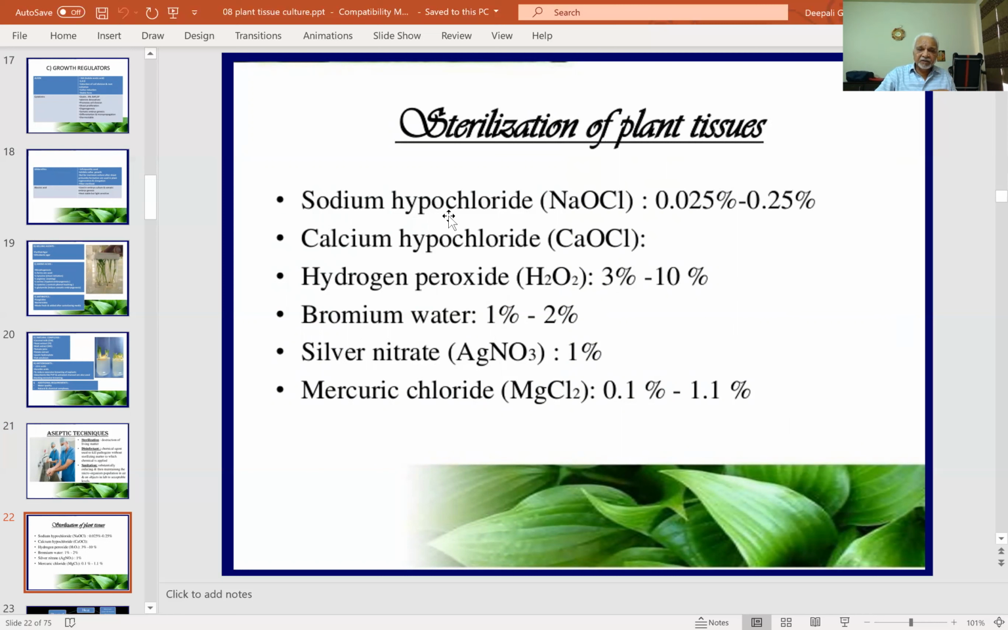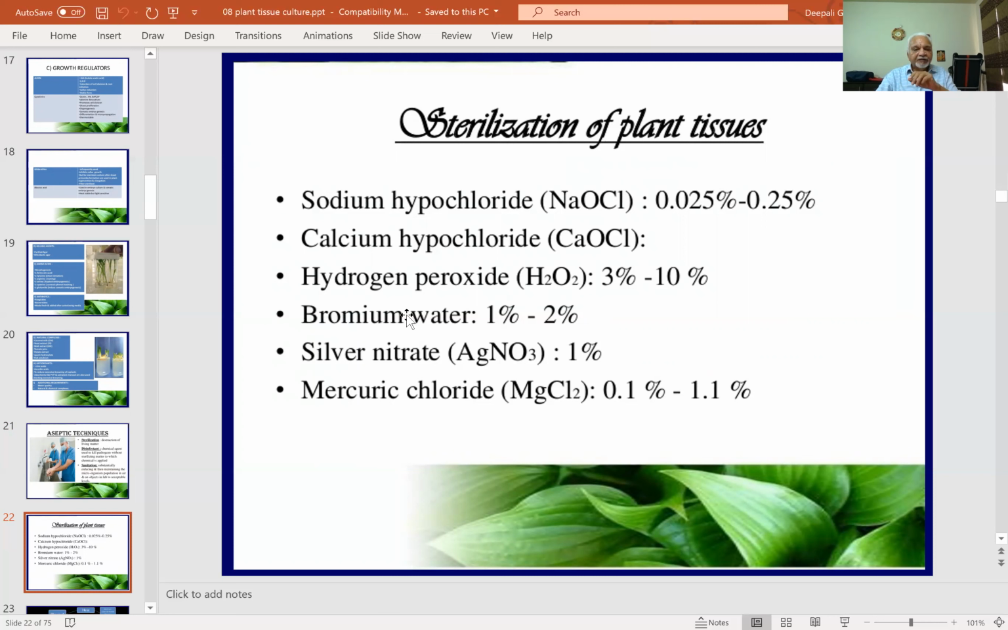chemical sterilization is done by using sodium hypochlorite or calcium hypochlorite, hydrogen peroxide. You know, these are silver nitrate, mercury chloride. But then how long they are to be used needs to be optimized because they are very, very lethal chemicals. If you expose your explant longer than the permissible time, then the explant tissue will die.